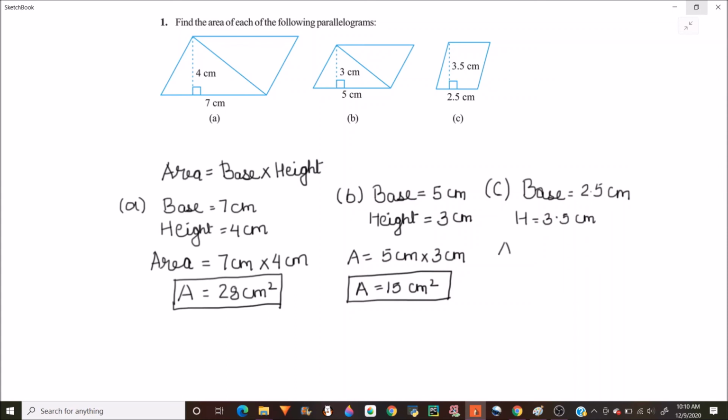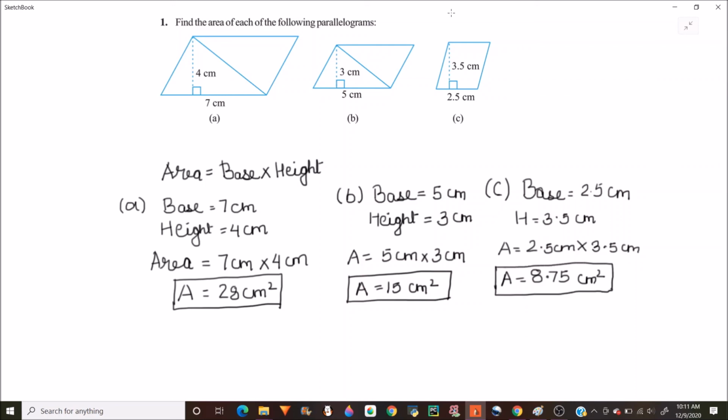So the area will become 2.5 centimeters times 3.5 centimeters, which comes out to be 8.75 square centimeters. So this is our final answer.